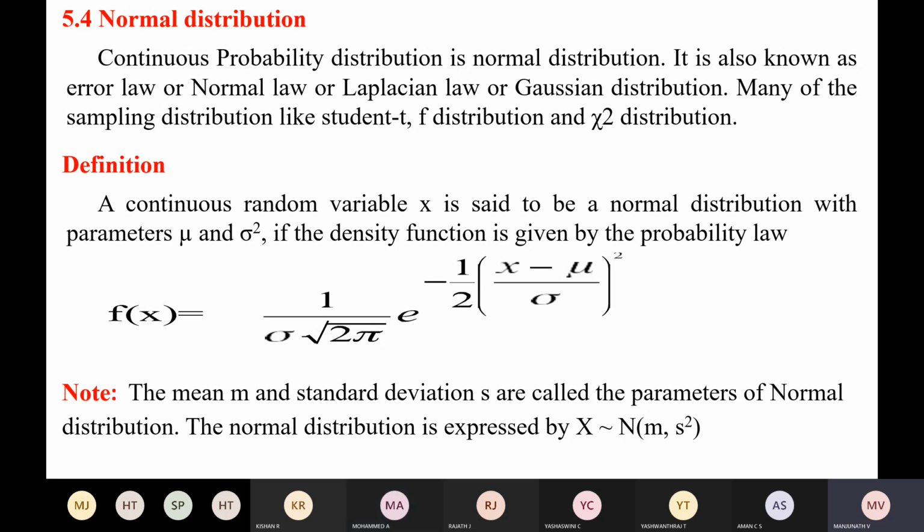Normal distribution. See, this we call a continuous probability distribution or normal distribution. It is also known as the error law, normal law, Laplacian law or Gaussian distribution. These are all technical terms. You need not remember all these things. And many of the statistical applications depend on this normal distribution.